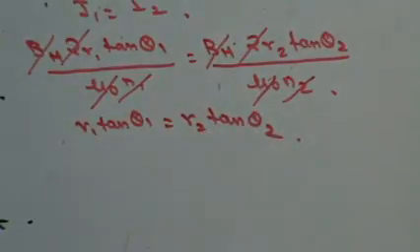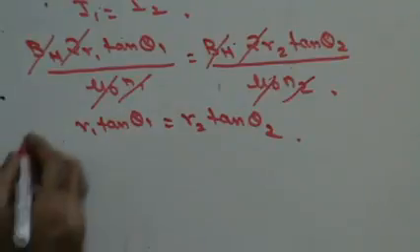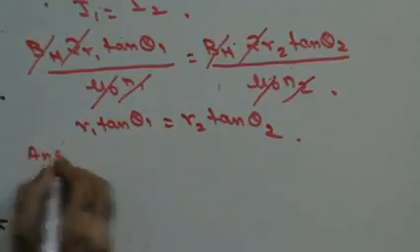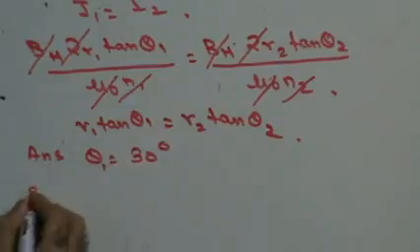The radii of the two are given to you, deflection of the second coil is given to you. You should be able to get the deflection of the first coil now. The answer for this should be 30 degrees. Next, take down the next sum please.